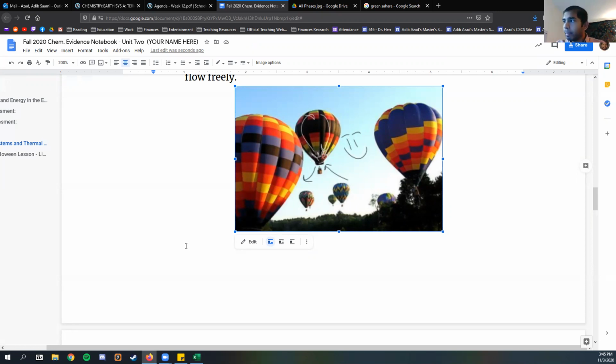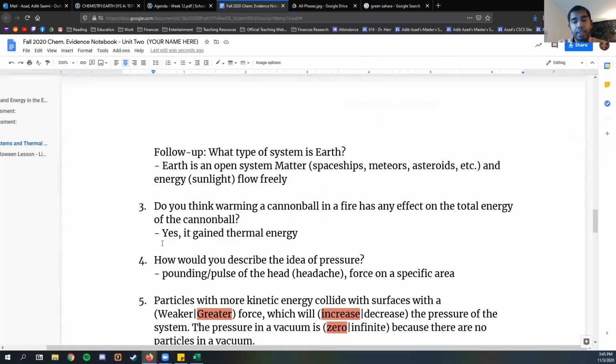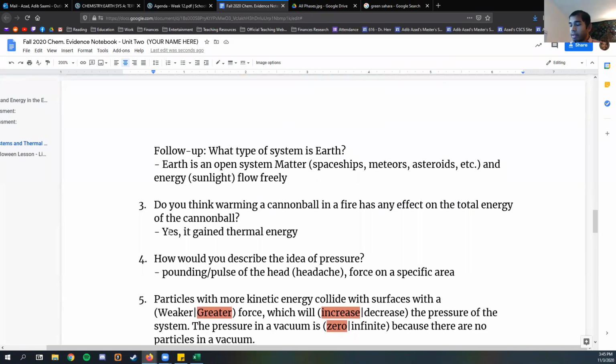Okay, let's move on. The follow-up question to this is, what type of system was the Earth system? And again, very straightforward. Earth is an open system. We let matter in and out all the time. Asteroids, comets, hopefully no comets, spaceships, meteors, these things come in and out of Earth all the time. That's matter, and not just spaceships, but air, water vapor, all that stuff leaves the Earth very frequently. And energy in the form of sunlight hits Earth pretty much all the time. It's constant.